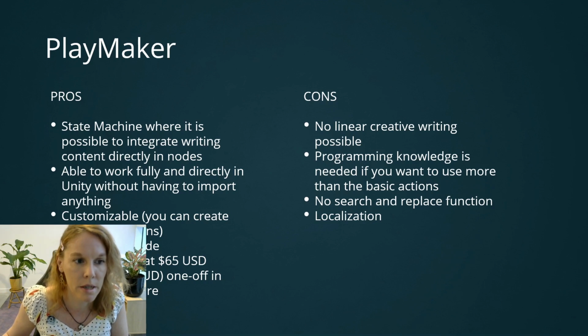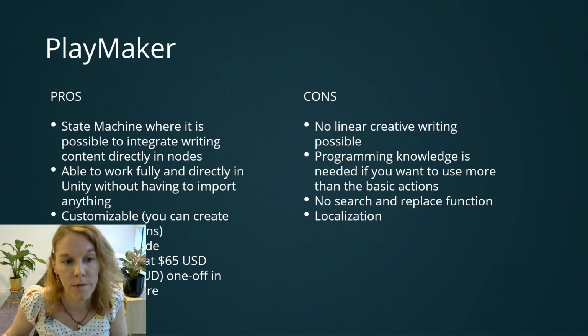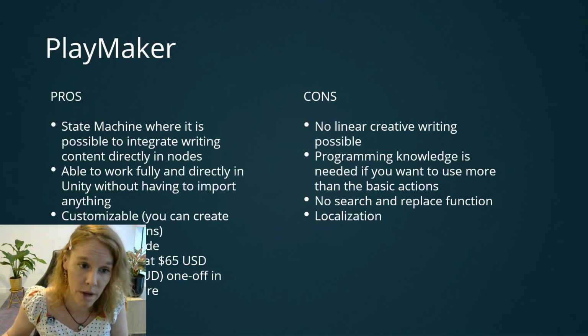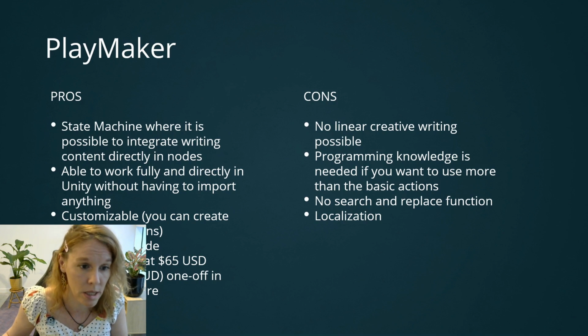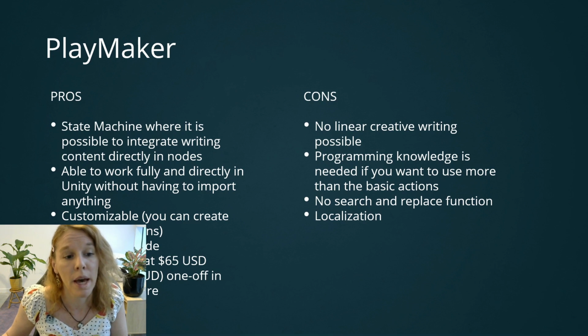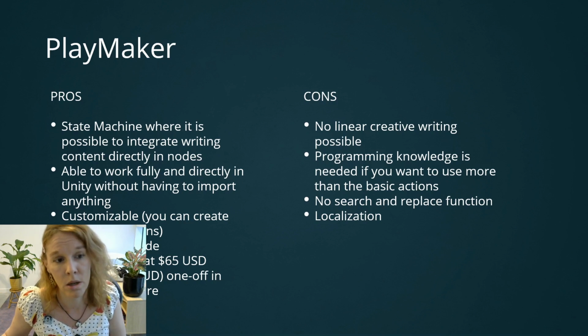So for PlayMaker, I would say a great pro is the state machine, where you can integrate the writing directly into the nodes, which also has its downsides though. But I am able to work fully and directly inside Unity without having to import anything, and I can iterate directly on it without annoying my team members. And then we have the customizable actions that you can create, and the debugging mode in PlayMaker, which throws errors depending on which state you are in. And we have a very fair price of 65 US dollars on the asset store, which is around 90 Australian dollars.